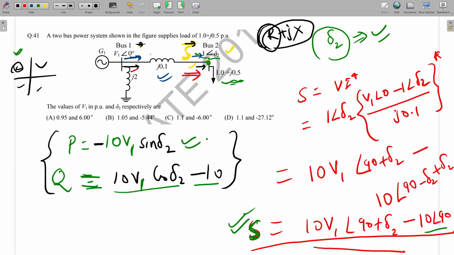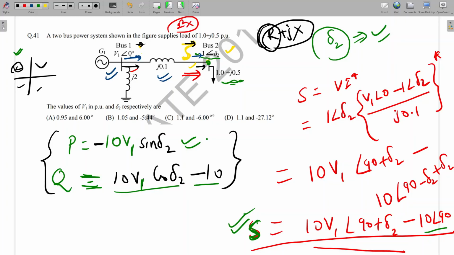Since this is a reactive element, this is also consuming some power, I square into x. So some power is consumed by this load, some power is consumed by this reactive element, so the total will be supplied from this side. We will do it in this question only. I will calculate reactive power here also, then we will do the balance. I will do the power balance here, then it will be more clear.